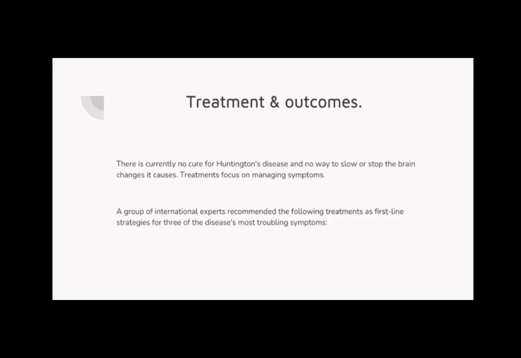There is currently no cure for Huntington's disease and no way to slow or stop the brain changes it causes. Treatments focus on managing symptoms. A group of international experts recommended the following treatments as first-line strategies for 3 of the disease's most troubling symptoms.